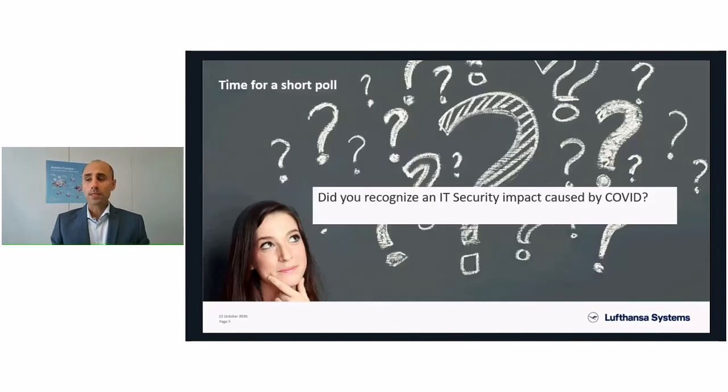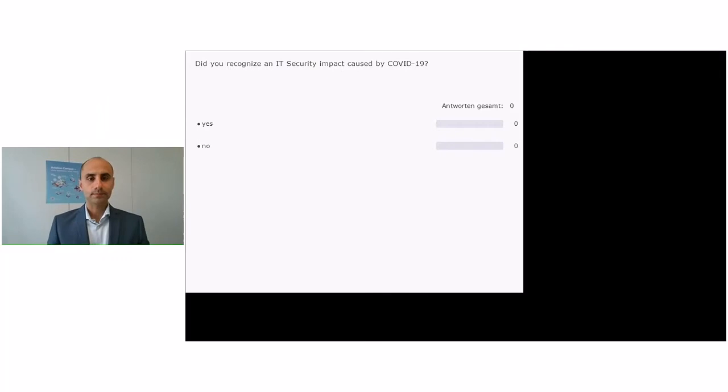Before we start our presentation with Max, we would like to find out more about your special experience in terms of IT security being impacted by the crisis. Let's do a very quick poll to find out your personal experience with this topic. The question we would like to place to you is, did you recognize an impact during the crisis, which probably was caused by COVID? So is there any relation to COVID? What do you think?